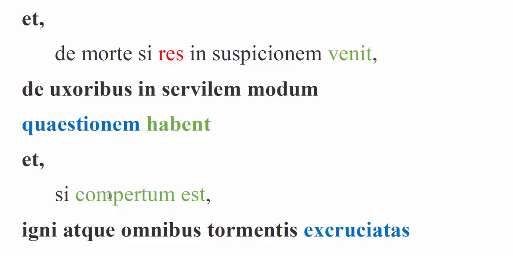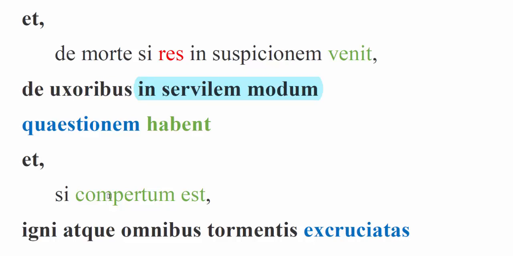So we might just say they interrogate, but they have a questioning is literally how it works, right? So they interrogate the wives. They have a questioning of the wives, de uxoribus. They have a questioning of the wives in servilem modum. Now, this could mean a couple different things, depending on how you understand this.